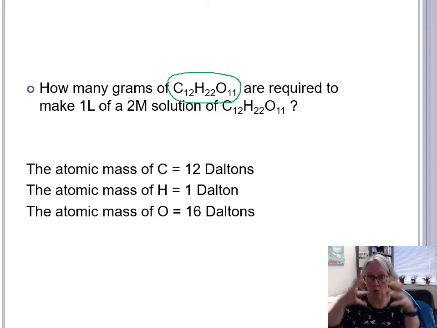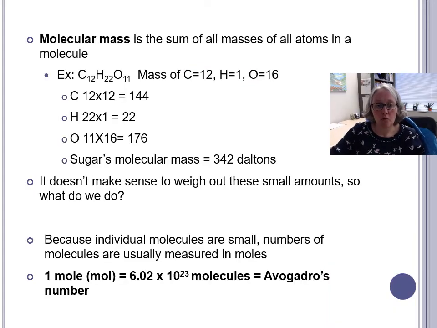Not just the atom, but the whole thing. So here's what we would need to do. We are going to need to figure out the molecular mass of that molecule. The molecular mass is the sum of all masses of all atoms in a molecule. So for C12H22O11, we would do the following. There are 12 carbons. I told you in the problem the mass of each carbon was 12. So 12 times 12, that equals 144 Daltons.